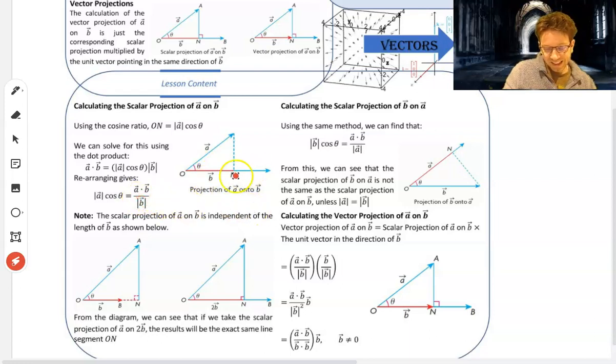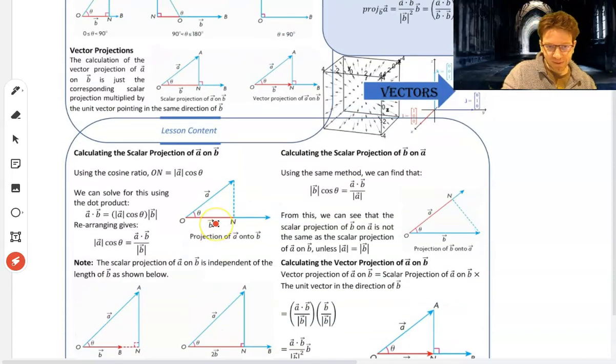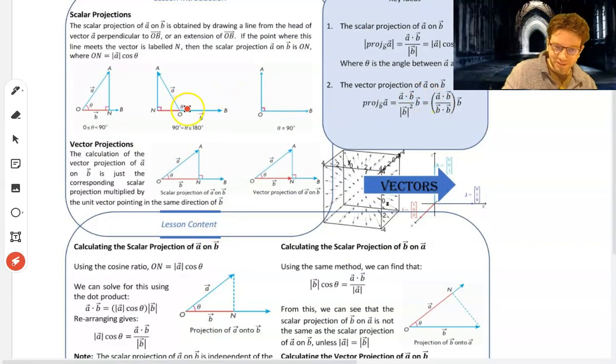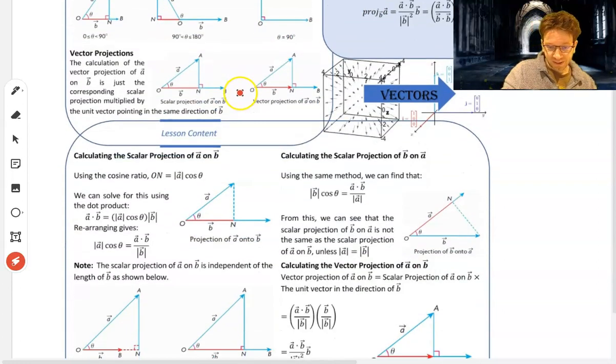Now you can see that it doesn't really matter about the length of B, whether or not B is short or B is long. The scalar projection of A on B is going to be the same thing. You're going to get the same shadow. However, we will see later in the first example what will happen if that angle is greater than 90 degrees. If it's equal to 90 degrees, well, you can see that the dot product would then be 0 because these two vectors are perpendicular. So our scalar projection would also be 0.